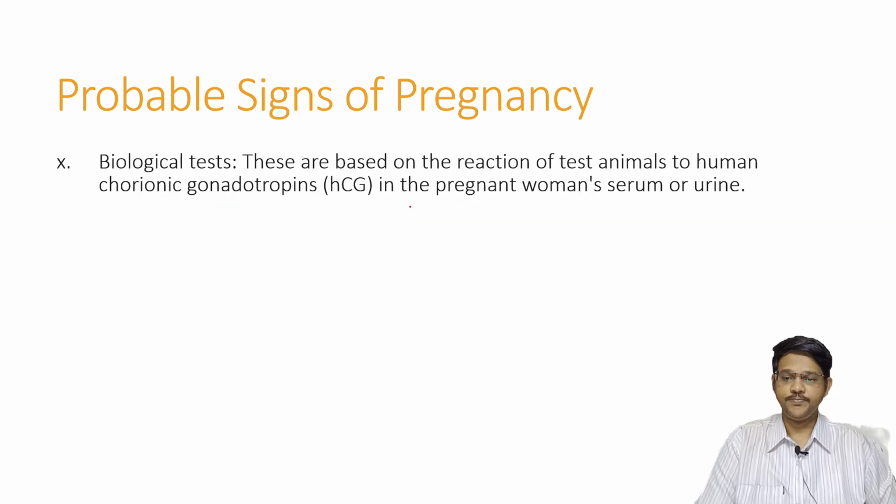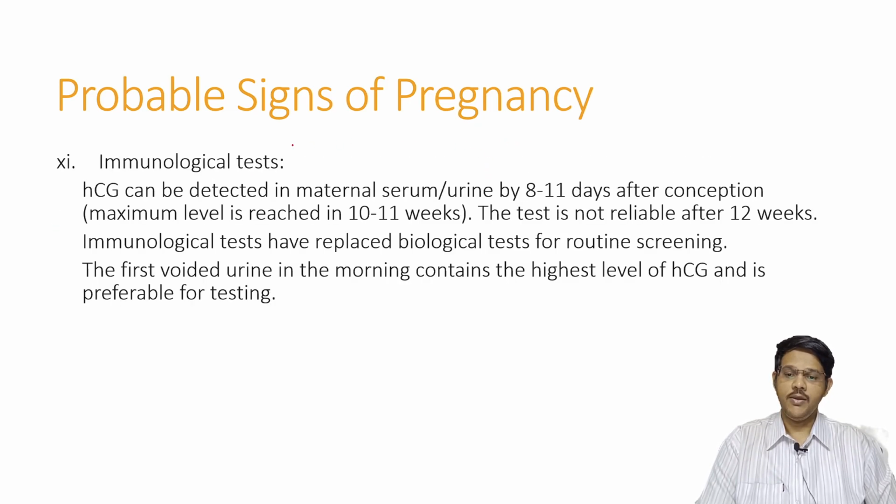Certain biological tests are based on the reaction of test animals to human chorionic gonadotropin (HCG) in the pregnant woman's serum or urine. This is usually not done nowadays. Usually, the test which is done is the immunological test, where HCG is detected in the urine of the pregnant woman. HCG can be detected in maternal serum or urine by 8 to 11 days of conception, and reaches its maximum by 10 to 11 weeks. The test is not reliable after 12 weeks of pregnancy. So immunologic tests have replaced biological tests for routine screening. The biological test where human serum or urine was injected into animals has been stopped nowadays.